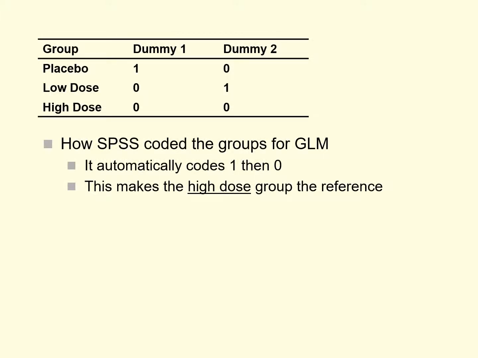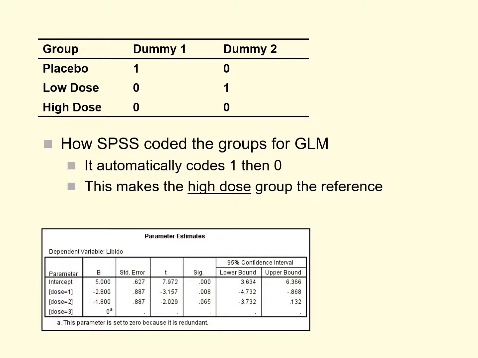Here's what happened in the GLM analysis. When we asked SPSS to treat dose as a fixed factor, it used dummy coding, but it used dummy coding in this way. It put the 0, 0 code for the highest level of the categorical predictor variable. In this case, that happened to be the high dose group. And then it proceeded from the lowest group to the highest group by assigning 1, 0, and then 0, 1. Now this isn't wrong. It just means that the high dose group now serves as the reference because it's the group that had the 0, 0 code.